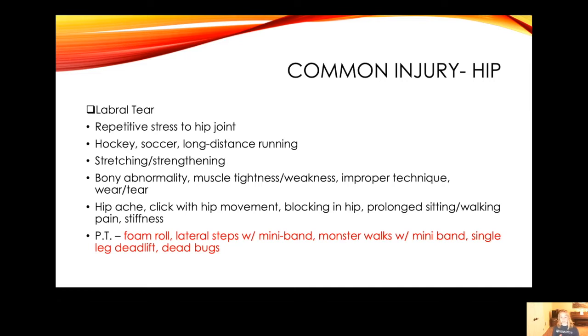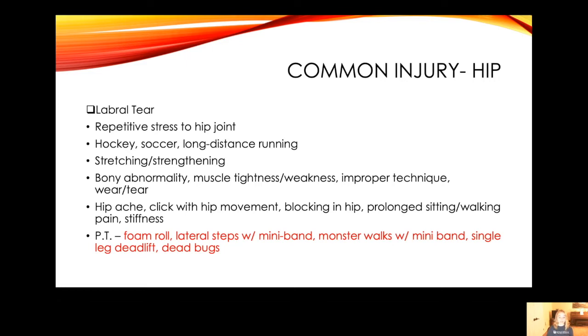This typically causes aching in the hips, a painful clicking with hip movement, a feeling as if something is blocked whenever you move, and stiffness. The best thing to recover from this after surgery is to stretch and strengthen.